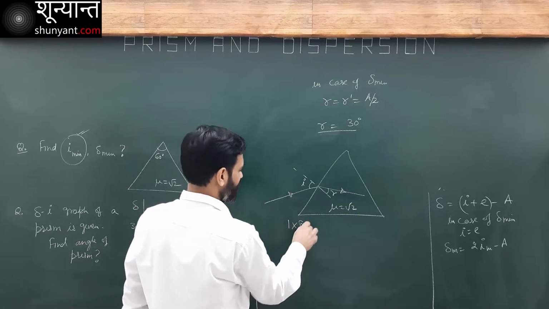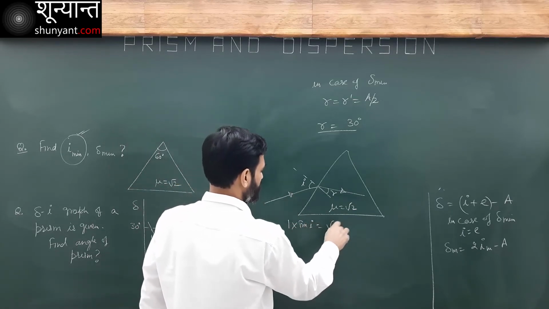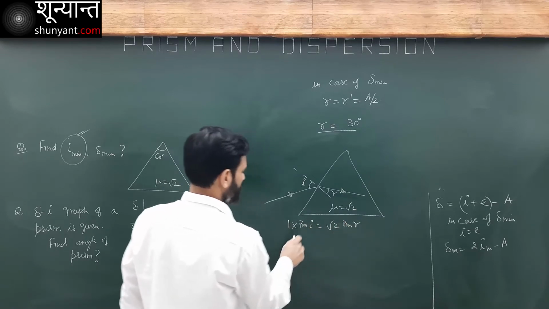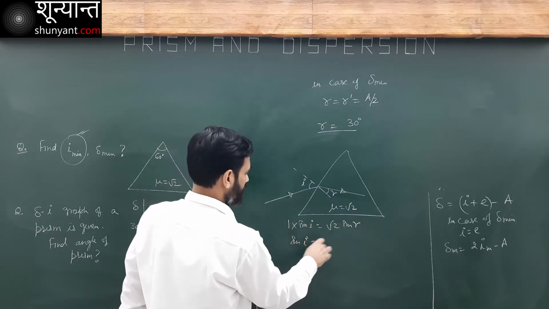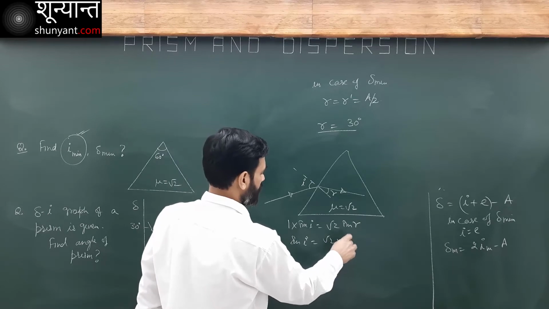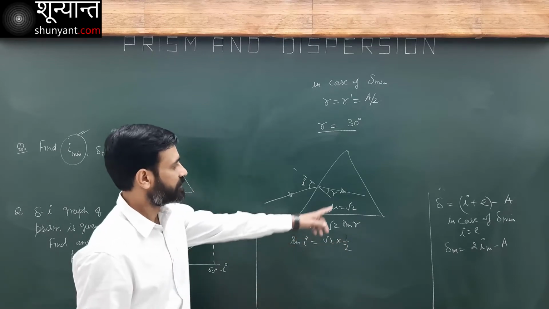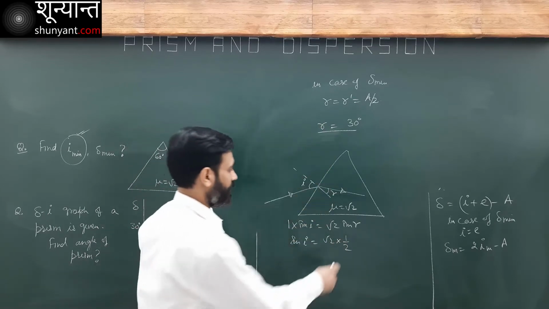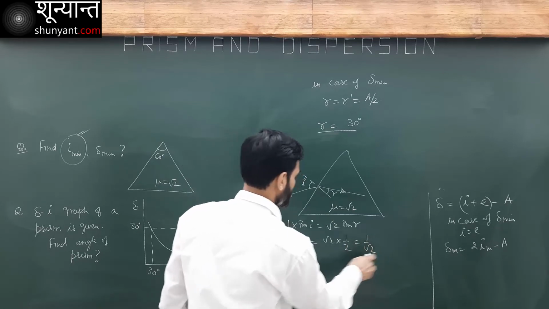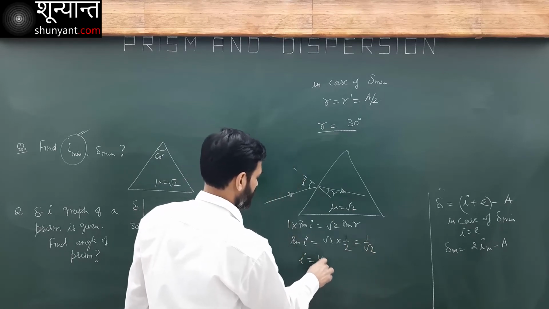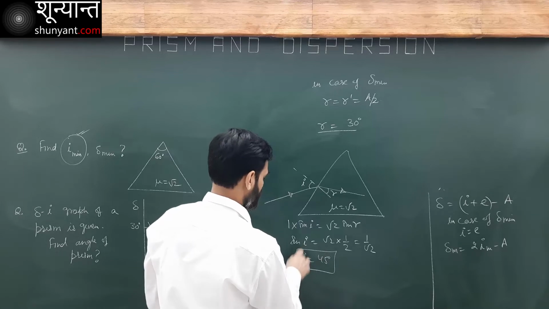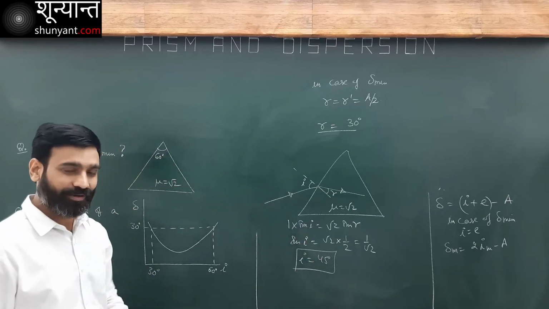1 times sine I is root 2 times sine R. So sine I is root 2 times 1 over 2, sine R, 30 degree. So it is 1 over root 2. What is I? 45. We got the same thing.